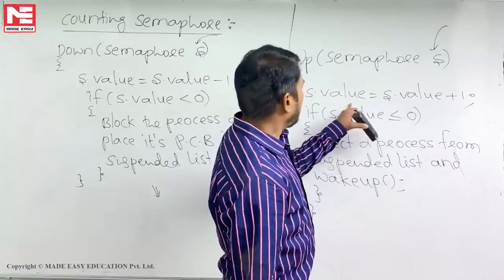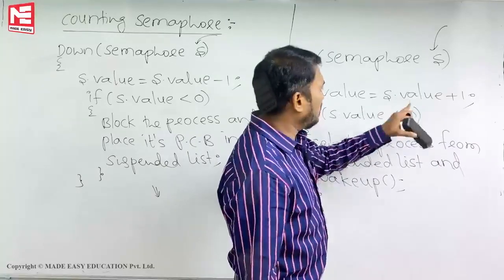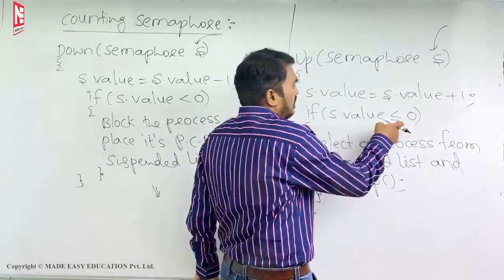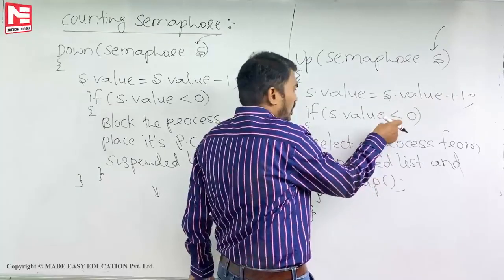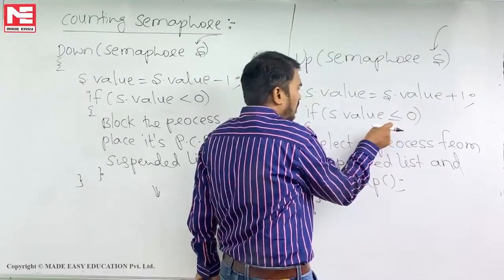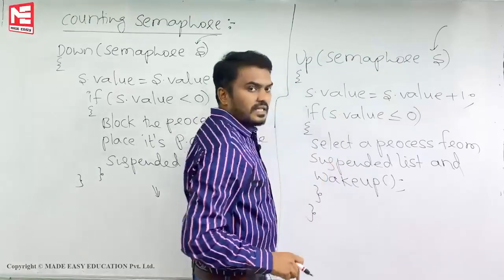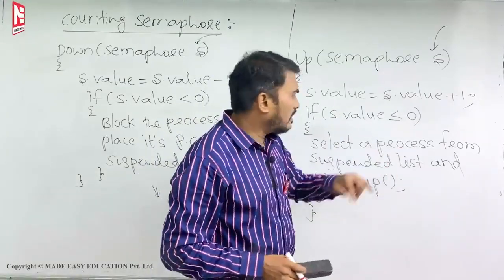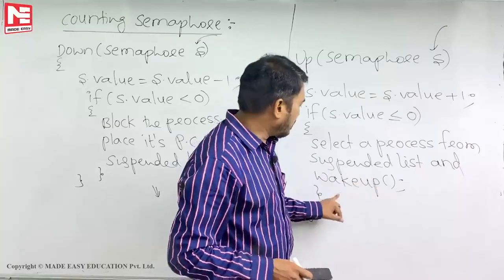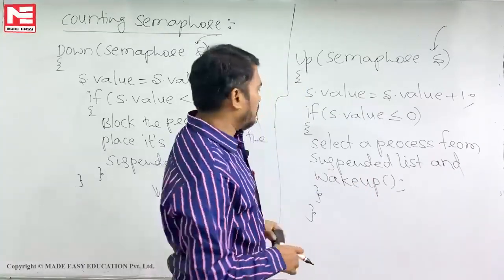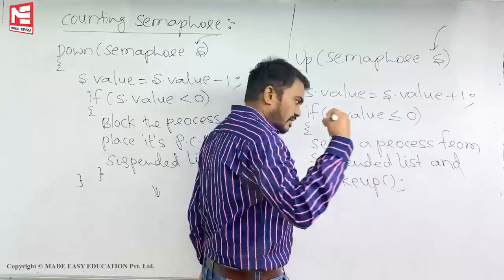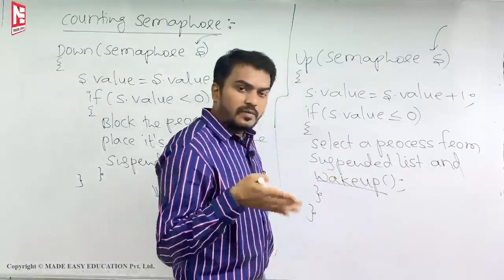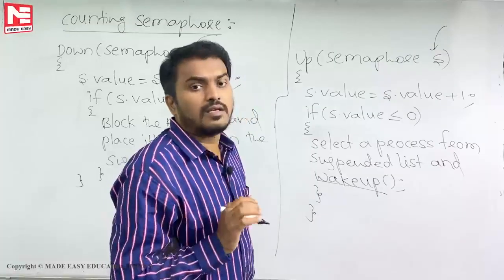Listen here. So the value becomes value + 1. You are incrementing the value by 1, and after that you are checking whether the semaphore value is less than or equal to 0. If it is true, then select a process from the suspended list and wake up. It means we select one of the processes from the suspended list and wake it up. Wake up means that suspended process will also continue the execution.